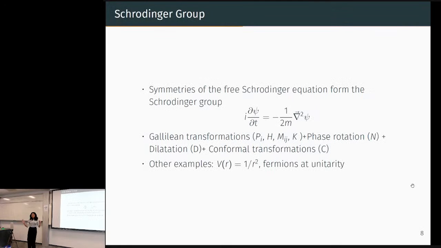So let's first just start with the free Schrodinger equation. It turns out that the largest symmetry group that this equation has consists of the usual Galilean transformations, phase rotations, and then it also has scale invariance and conformal invariance. All these transformations together form what is called the Schrodinger group. And it's not just the free Schrodinger equation that has this symmetry group, but there are also other examples. For instance, if you had a 1 by r squared interaction, or this example of fermions at unitarity.